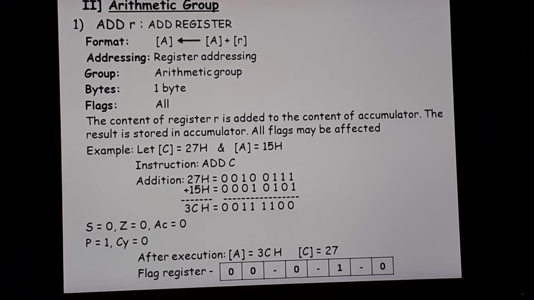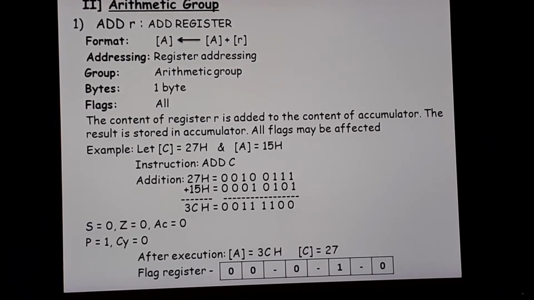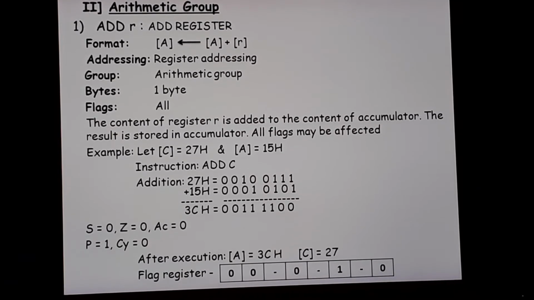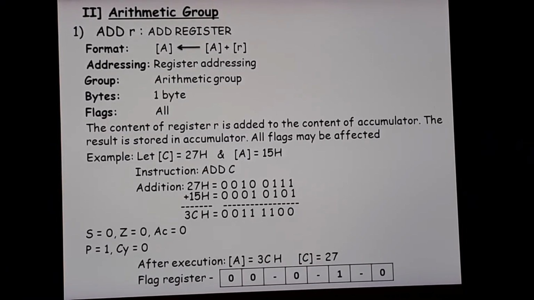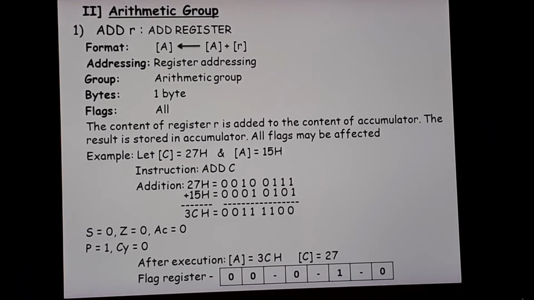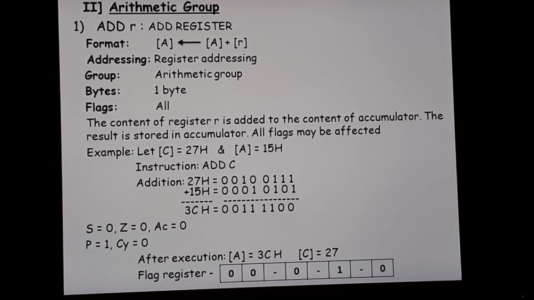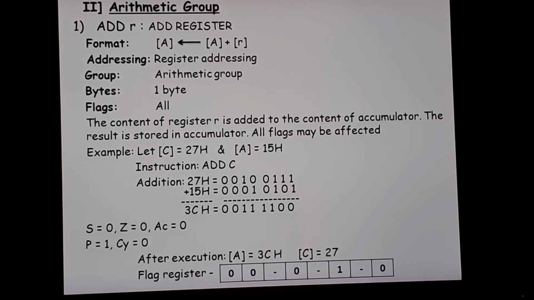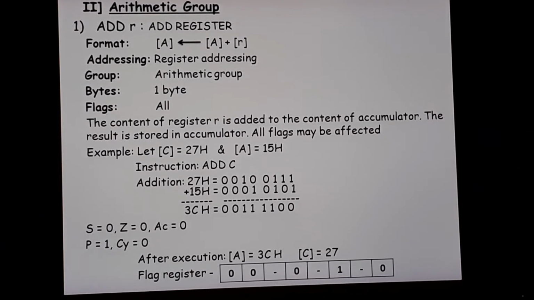Okay, now according to this addition result, you need to mention the flags also. Okay, I have already taught you all the flags also, so you need to revise that flag register. So here the sign flag will be 0. Why? Because the very first bit in your answer is 0. Okay, zero flag will be 0. Why? Because in my answer not all the bits are 0. If all the bits are zeros, then only the zero flag will be 1. Okay, now since here there are 4 ones, so hence zero flag will be 0.